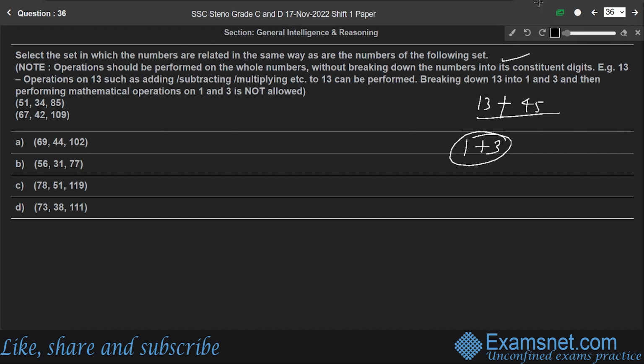Therefore, here the question is, there are two sets given. Each set contains 3 numbers. So among the 4 options, which option follows the same logic?